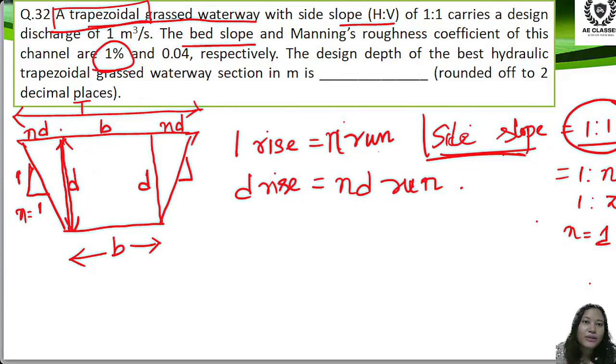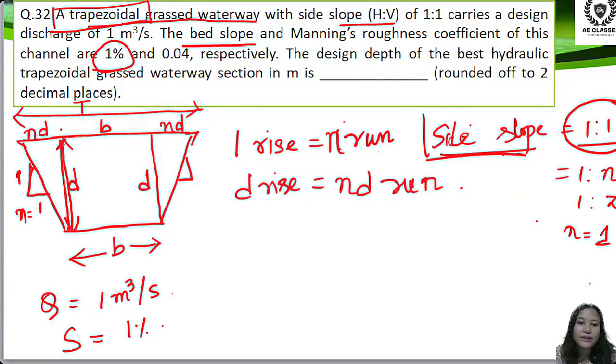Okay, and now you see, moreover, what are the things that are given? Side slope part is over, and you see the discharge here. Q is given as 1 meter cube per second. Okay, and the slope of the channel is given as 1%. This is equal to 1/100. Okay, so remember this is given as rise by run. And Manning's coefficient is n. Let's not take n because we are already taking the side slope as n. So let's take the Manning's coefficient as z.